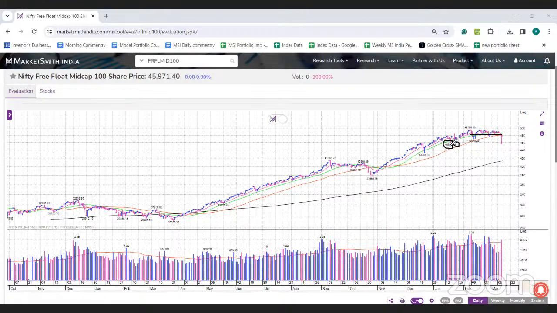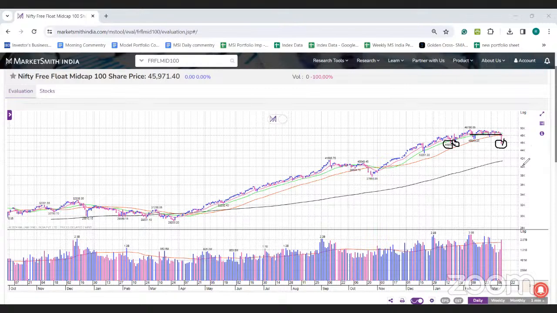So at the same level again, it found support very close to those levels this time as well. 45,500 to 46,000, between these it found support. And today's candle is not over here, it gets updated in the evening. So here there was a very sharp reversal.